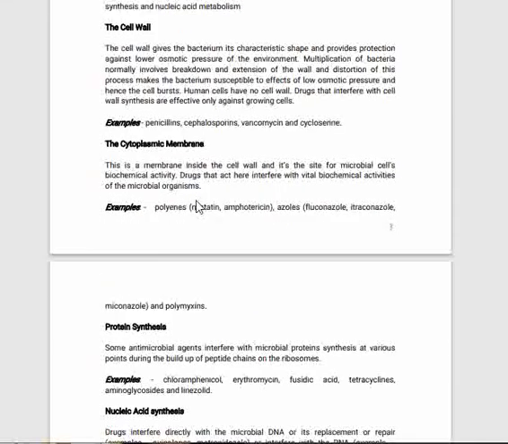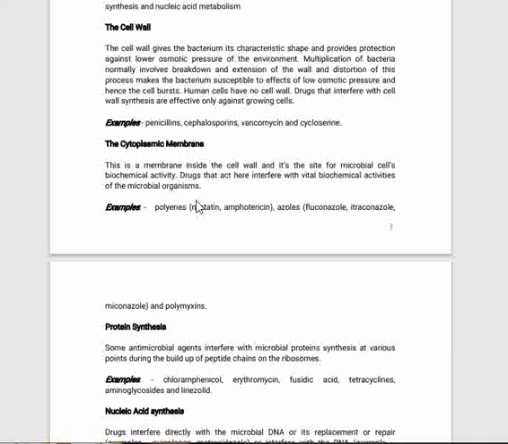Examples are the penicillins, which act on the cell wall, cephalosporin, vancomycin, and cycloserine. Those 4 you don't need to forget. Penicillin, cell wall inhibitors. Cephalosporin, cell wall inhibitors. Vancomycin, cell wall inhibitors. Cycloserine, cell wall inhibitors. Now let's talk about the cytoplasmic membrane, away from the cell wall.